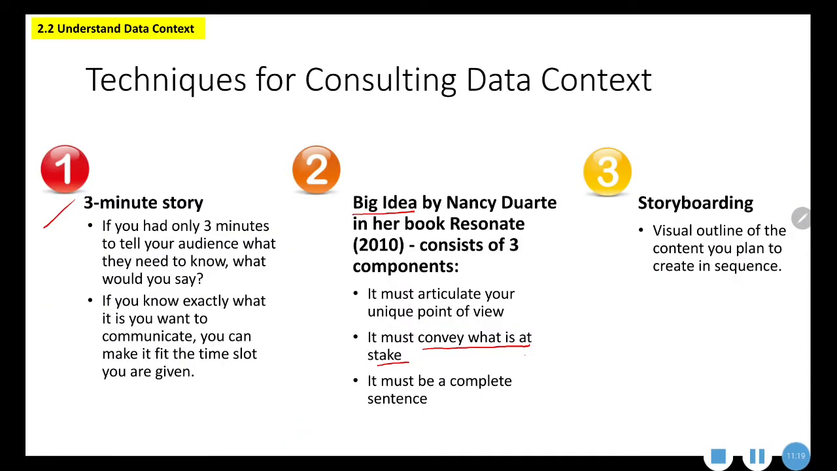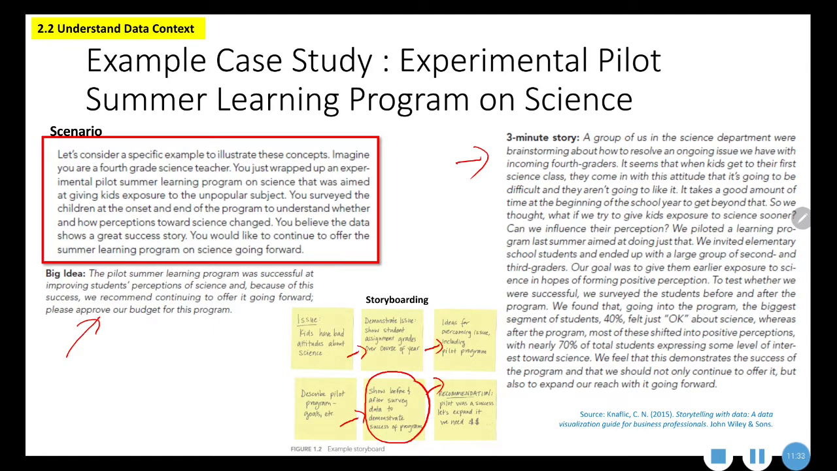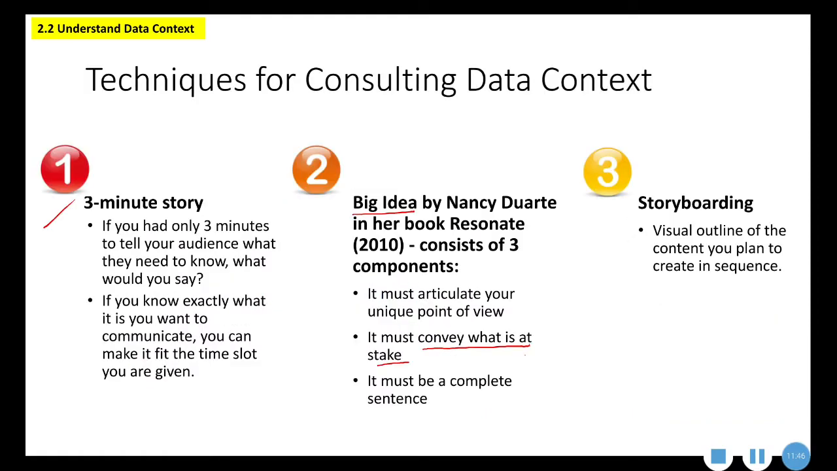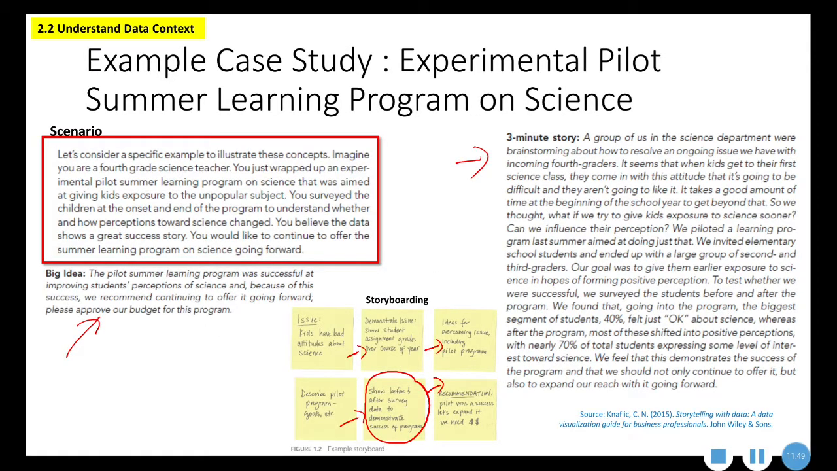Remember, go back to this slide, the 3-minute story. If you have 3 minutes, and you know exactly what you want to communicate, you can make it fit in the time slot you are given. That's why it looks quite long: you have 3 minutes to summarize everything for the top management. These are the 3 techniques for consulting our data context, so that it helps us produce the right analysis and the right visualization before further decisions can be made by top management.